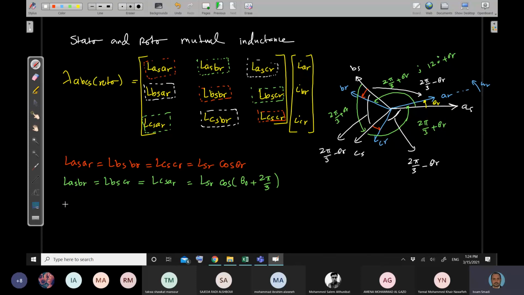So simply I can write LAS CR will equal LBS AR, which will equal LCS BR, which will equal LSR cosine of theta R minus 2 pi over 3. And remember, cosine of minus theta is equal to cosine of theta. Good.